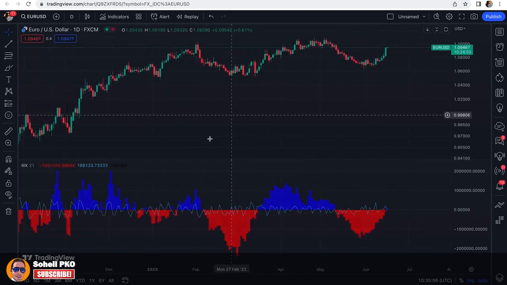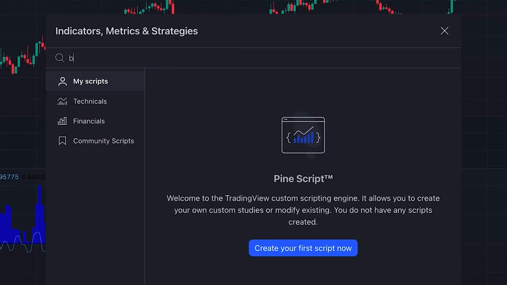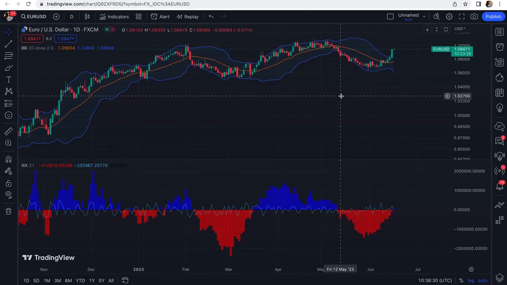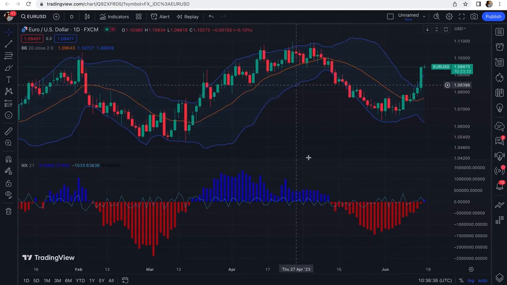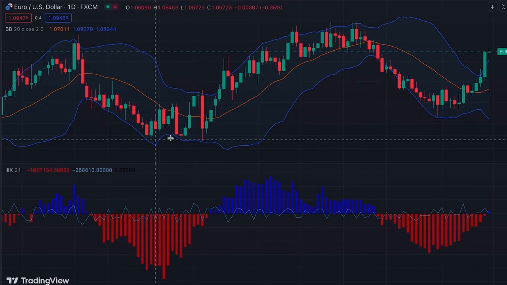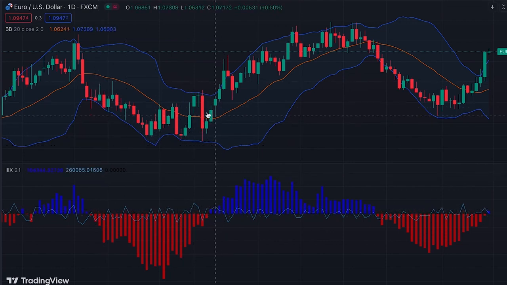John Bollinger suggested using this indicator as a confirmation tool with Bollinger Bands. Let's add Bollinger Bands to our chart to show you how you can use them in conjunction with each other. The way he described for trading based on these two indicators is like this. When the price is tagging the lower band, we must wait for a positive value of intraday intensity index. When we get a positive bar, we enter a long position.